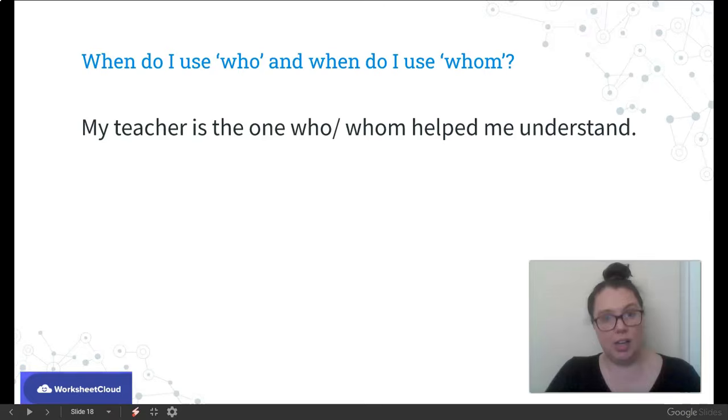Now let's look at when to use who and when to use whom. This definitely confuses a lot of people, and it is a difficult one. My teacher is the one who or whom helped me understand. So now we need to think. How on earth do you decide? Because both sound correct. What you have to do is ask yourself about the subject of the sentence. Who helped me understand?